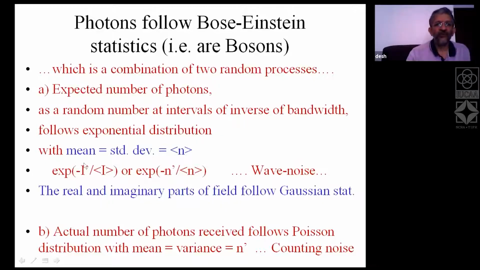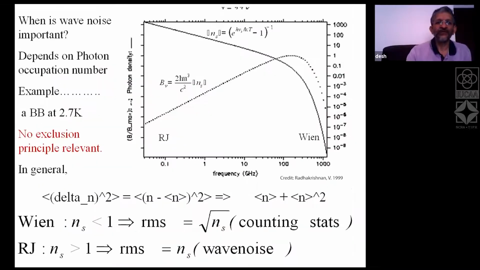So one thing to note before we go further is that for this distribution, the mean and standard deviation are the same. This is the property of the exponential distribution. Whereas for the Poissonian distribution, you will find the mean and the variance are the same. Please distinguish between standard deviation and variance, which are related by a square. So variance is the square of the standard deviation, and we'll use this in the subsequent discussion. So one is called the wave noise, which is this random fluctuation following exponential distribution. And the other one is called counting noise or Poissonian noise.